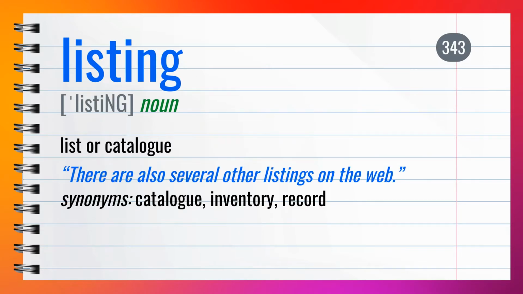Listing. Listing means list or catalog. For example, there are also several other listings on the web. Synonyms: catalog, inventory, record.